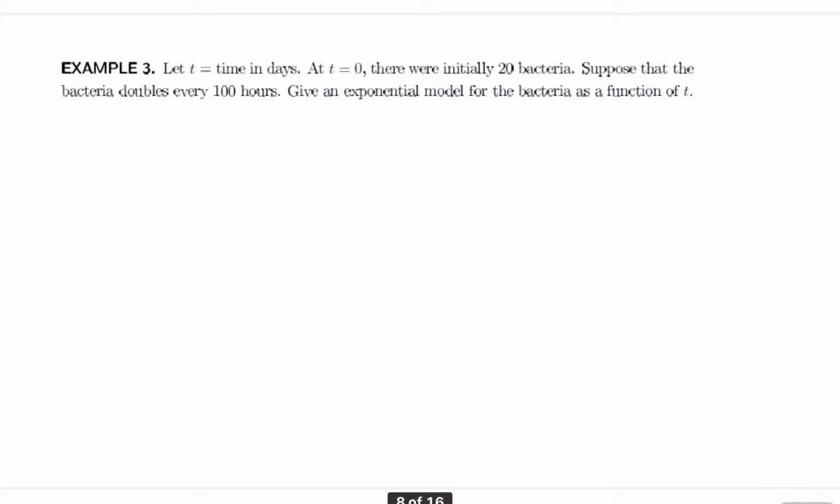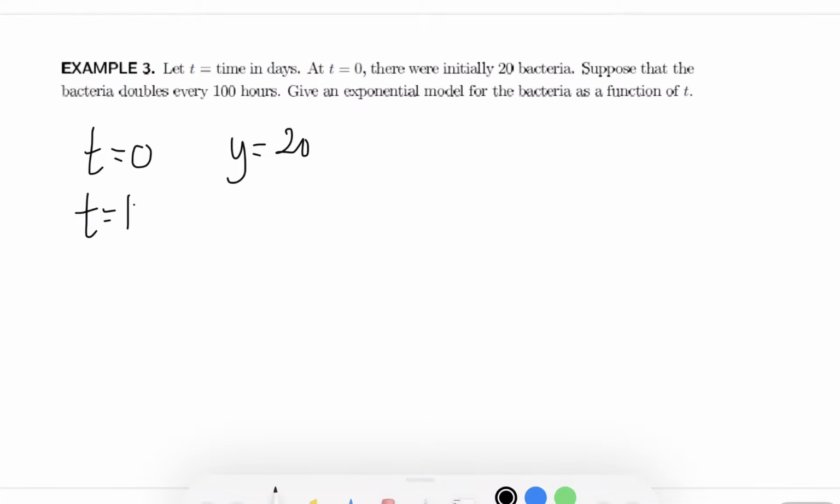Okay, so at t equals 0, there were initially 20 bacteria. At time t, how many bacteria? The number of bacteria, let's say for example, y. The number of bacteria is 20 starting, okay? Suppose that the bacteria doubles every 100 hours. So meaning after 100 hours, what happens? This will become double, so 20 times 2.